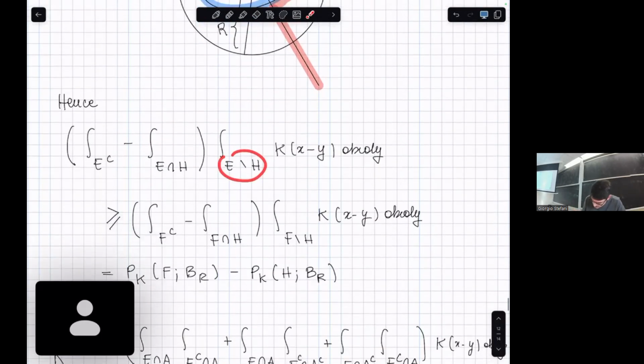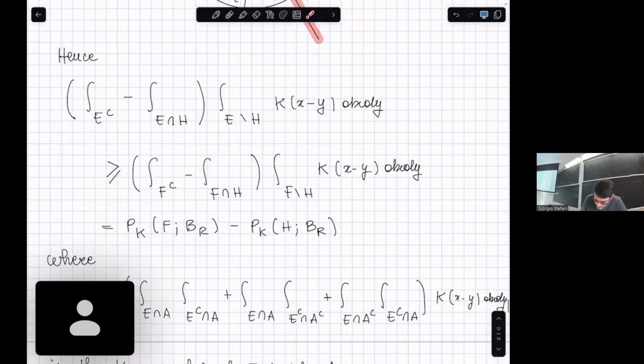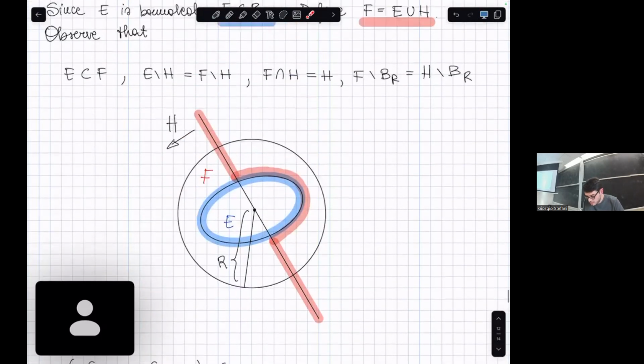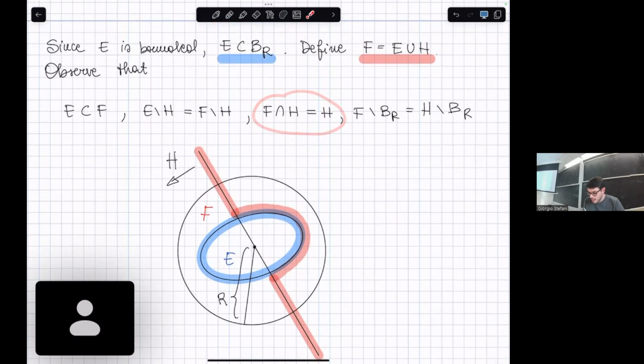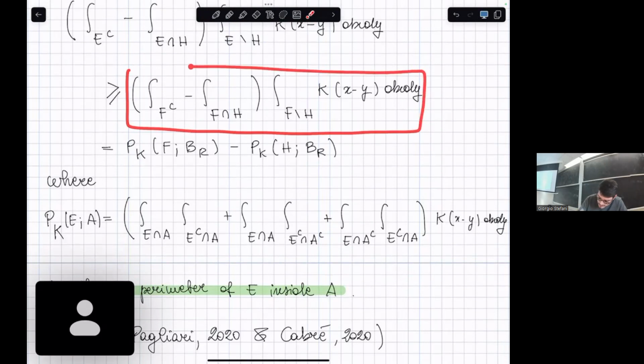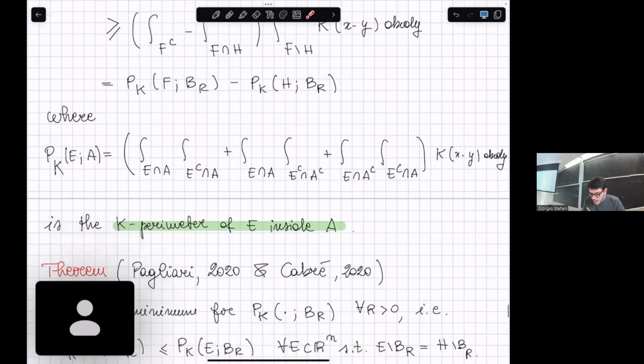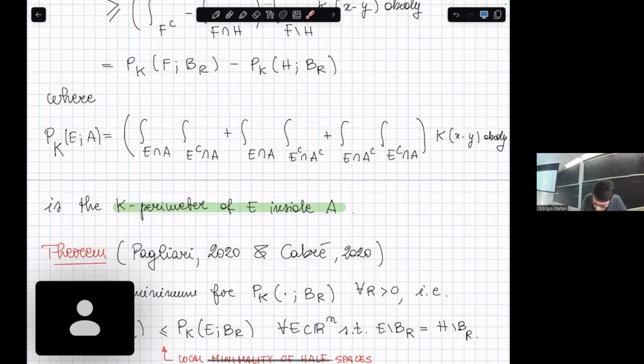So here I've done nothing. Here I have E intersected with H, but E is inside F, so E intersected with H is the same as F intersected with H. And this is actually H because of this in here. Now if you do a little bit of computation, you realize that this new piece here is precisely this difference, and this difference is given by the localized perimeter function.